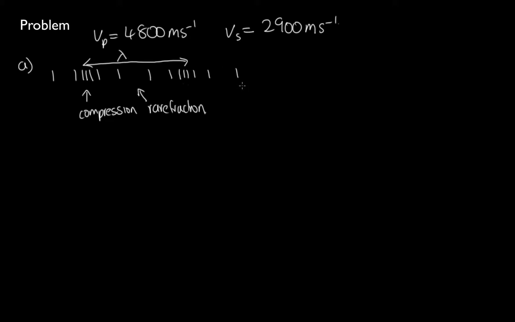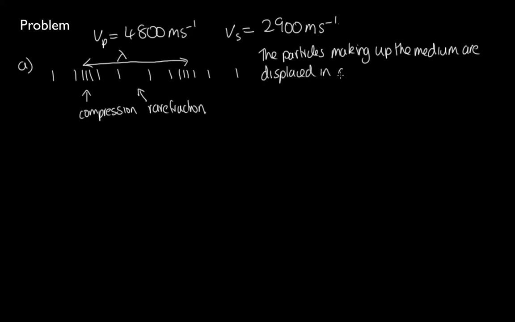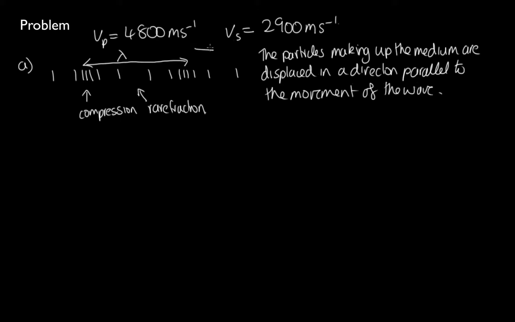And what makes this a longitudinal wave is that the particles making up the medium are displaced in a direction parallel to the movement of the wave. So the velocity of the wave is in this direction, and these particles move backwards and forwards in the same direction parallel to the velocity of the wave.